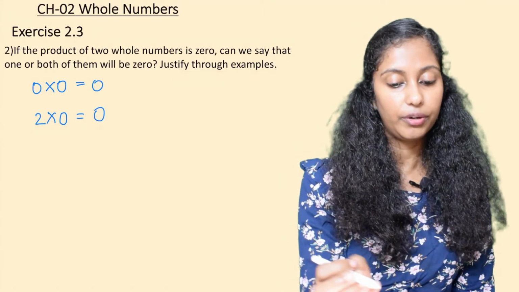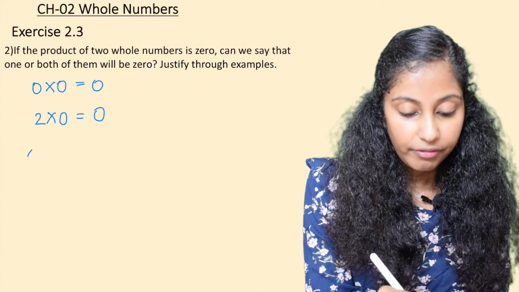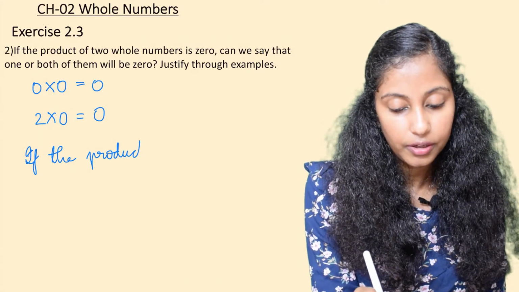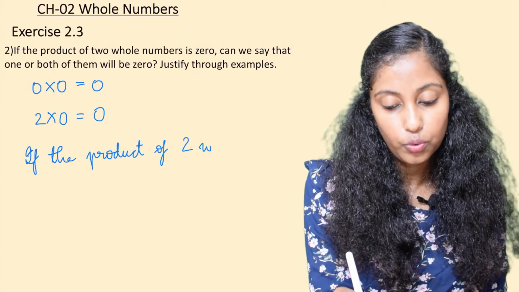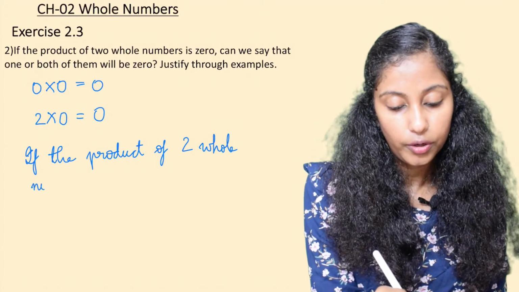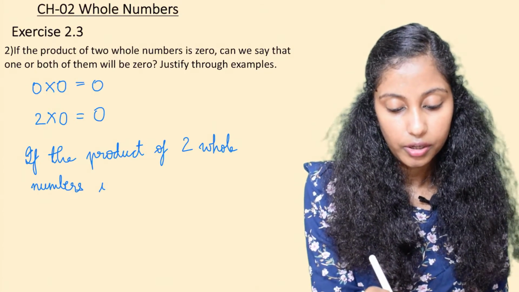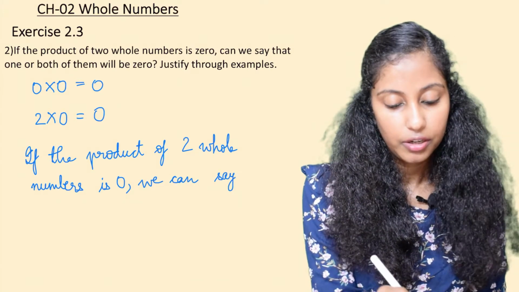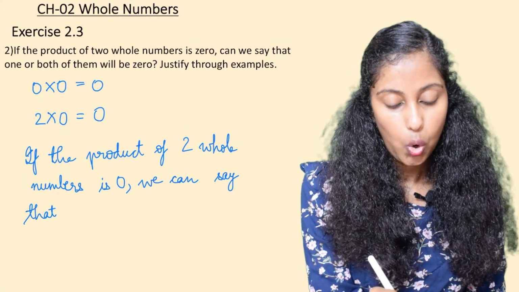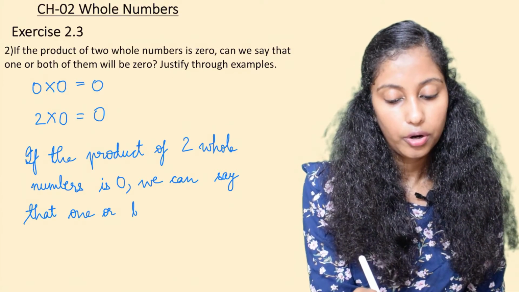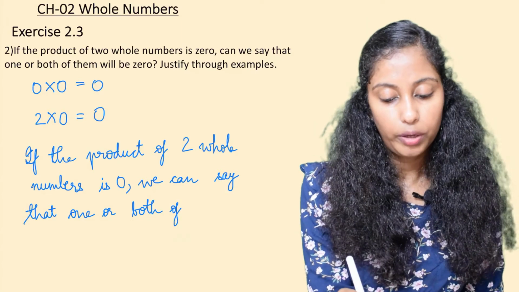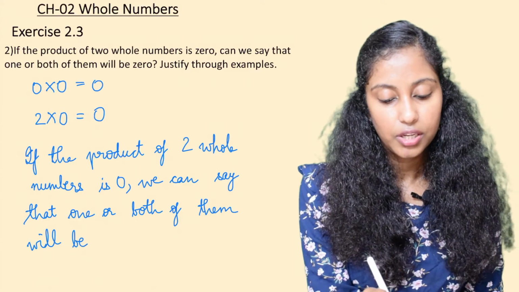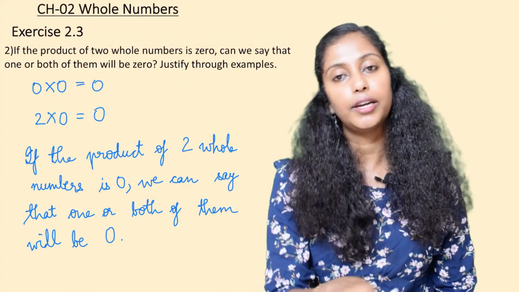It is justified. We'll write, if we copy from the question only, if the product of two whole numbers is 0, we can say that one or both of them will be 0. Any time justification is asked, we just have to solve the sums using numbers and check the answer and ultimately write the answer.